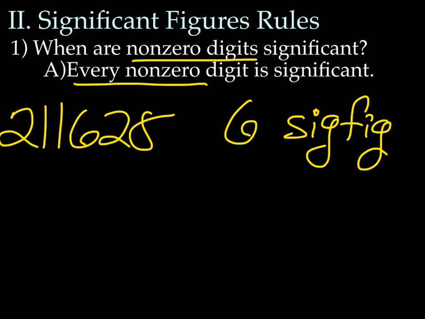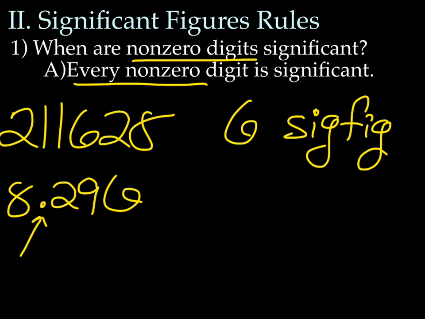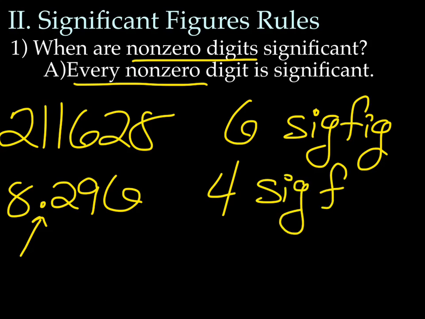All right, how about another one? 8.296. This time, there's a decimal here. But the rule doesn't talk about decimals. We don't need to worry about whether or not there's a decimal there. We're just looking at the digits. So, all of the digits are non-zero, which means they're all significant. We have 4 sig figs. So when we're talking about non-zero digits, it's pretty easy to determine the number of significant digits. They're all significant.